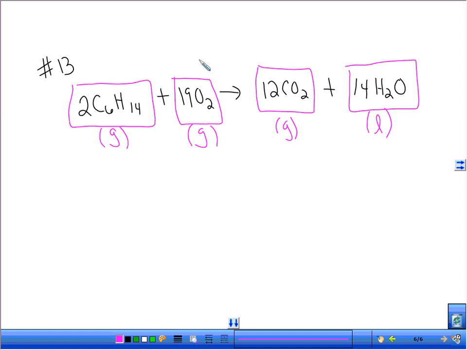So if it's a combustion reaction, you should love them because you don't really have to net ionic them because they're going to be just what they say they are.